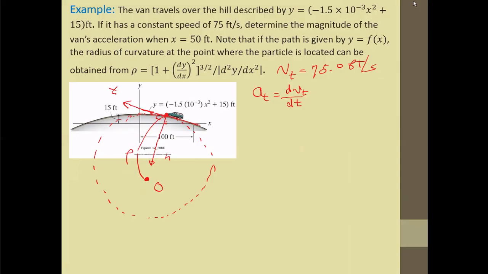And also, a sub n equals tangential velocity squared over the radius of curvature. You can determine the radius of curvature using this formula. So y is given. Take the derivative of y with respect to x, and plug in x equals 50. Then you can evaluate dy over dx when x equals 50. And this is the second derivative. Take one more derivative with respect to x, evaluate when x equals 50, then you should be able to calculate the radius of curvature. Then you can calculate this one, right?